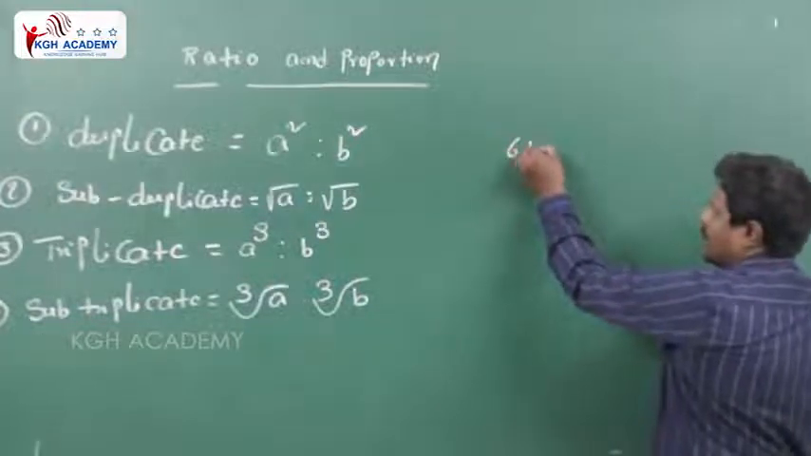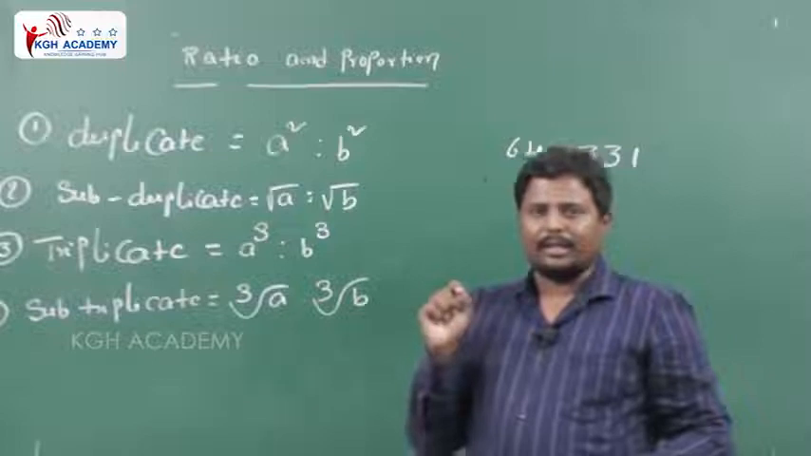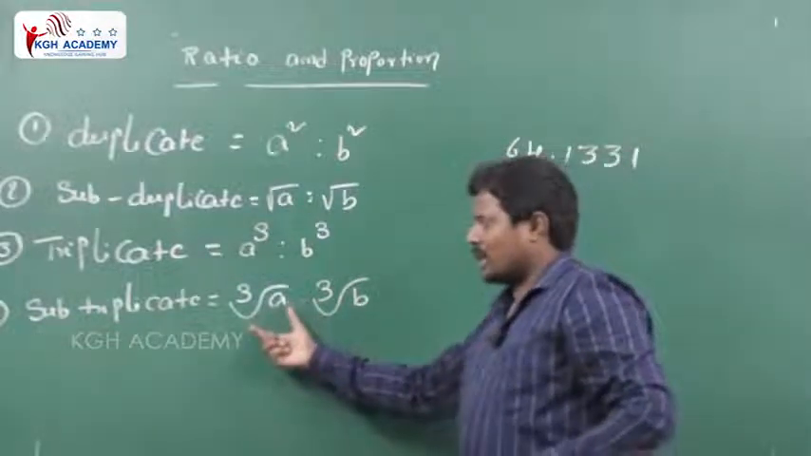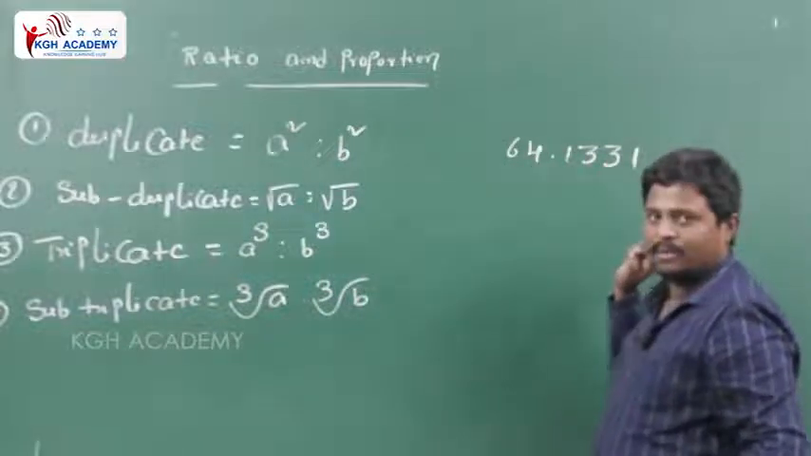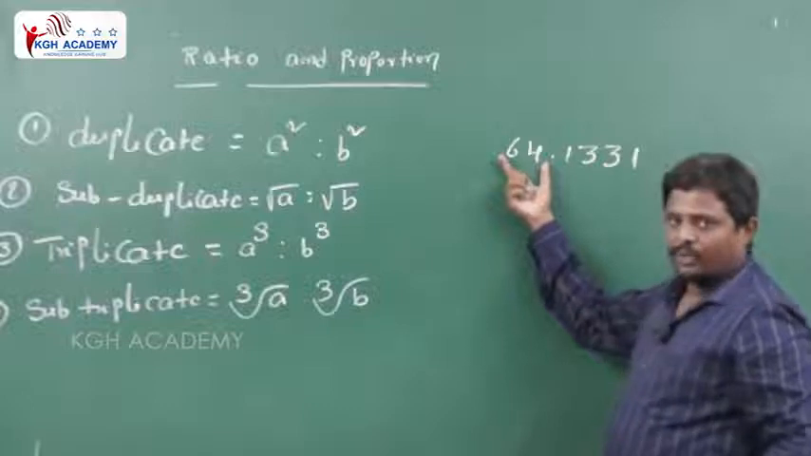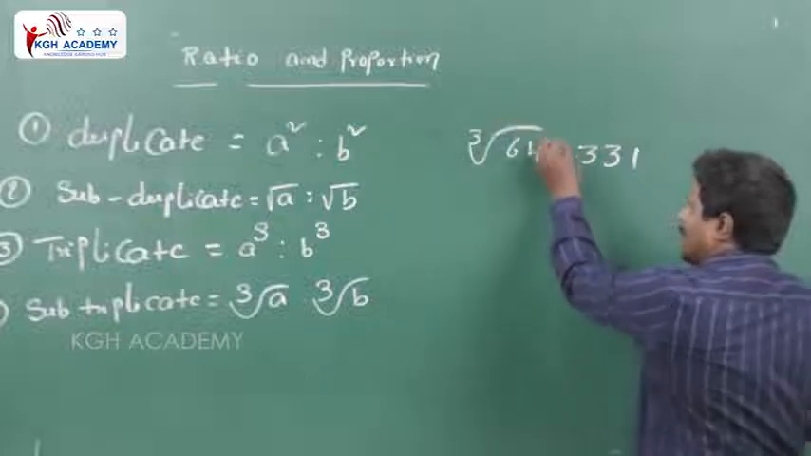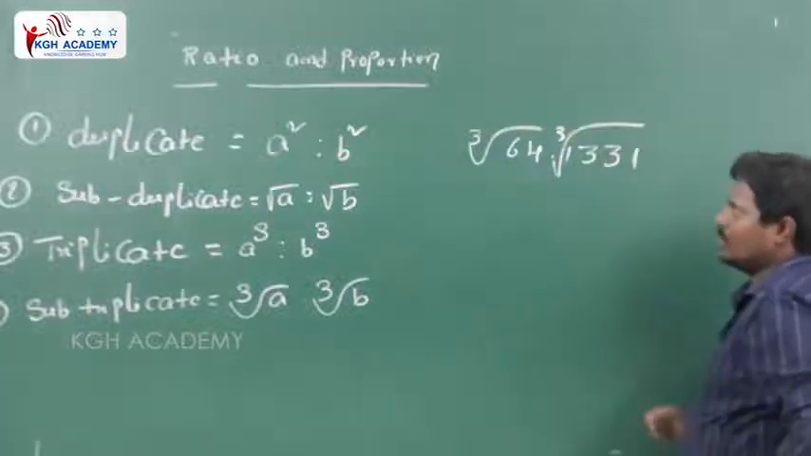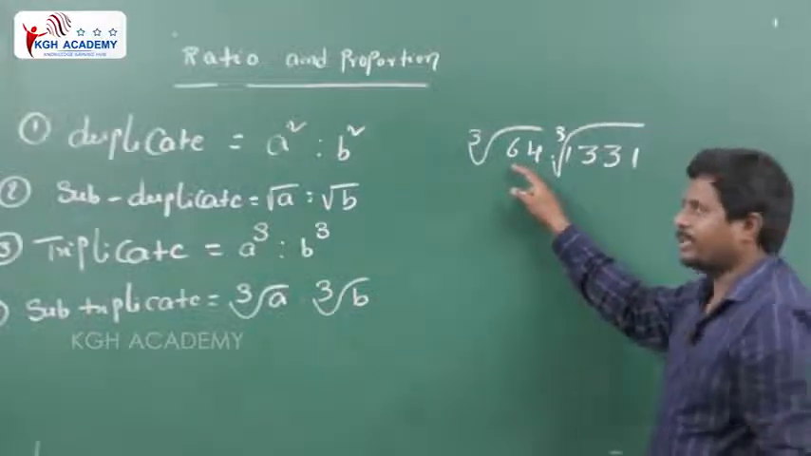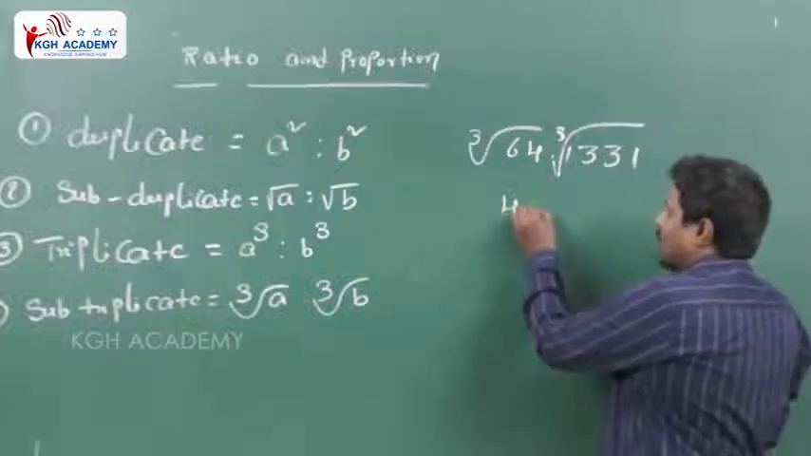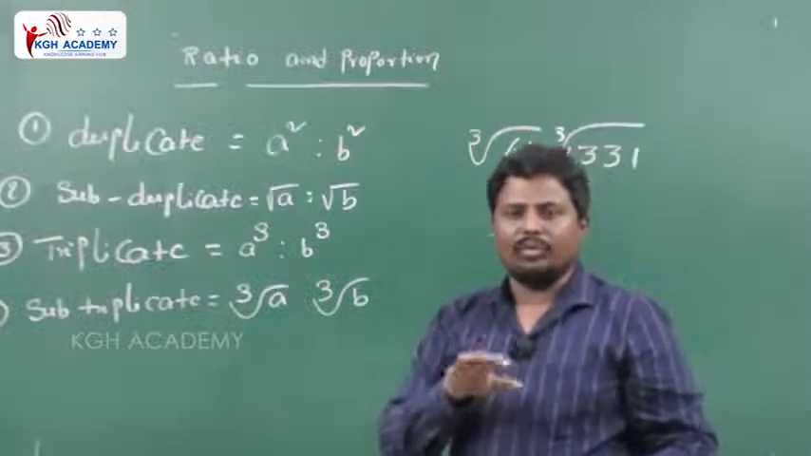Let us suppose we take 64 is to 1331. What is the subtriplicate ratio of 64 is to 1331? We need to take the cube root of 64 and the cube root of 1331. Now you tell me, 64 is the cube of which number? That is 4. And 1331 is the cube of which number? That is 11. So the answer is 4 is to 11.